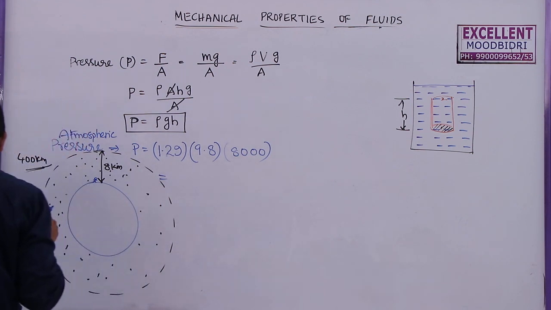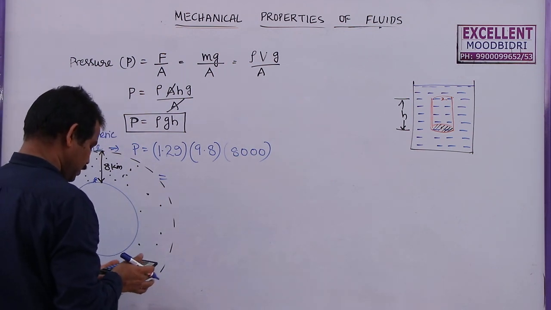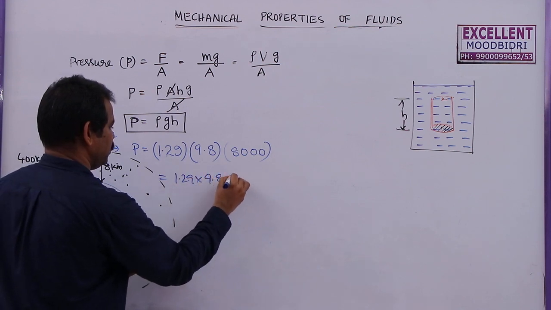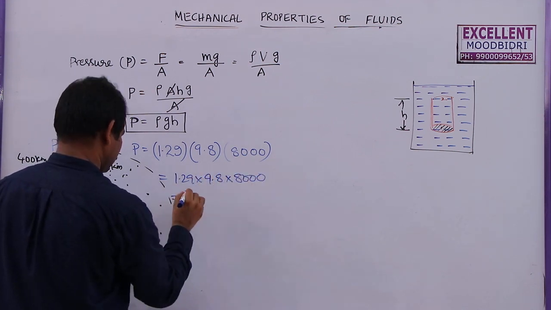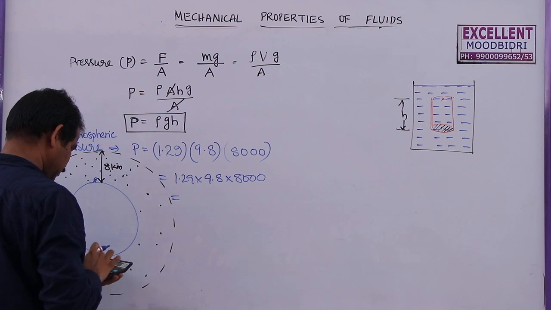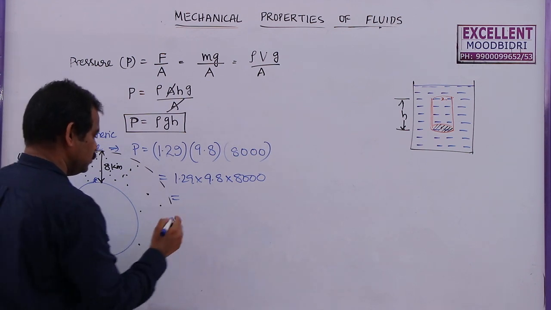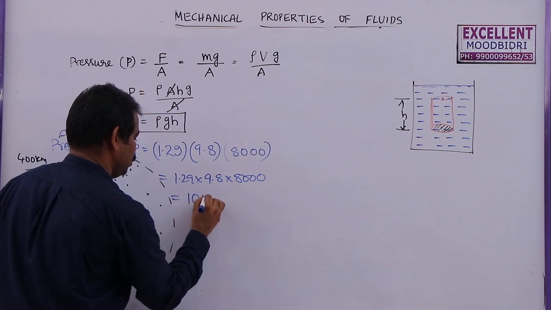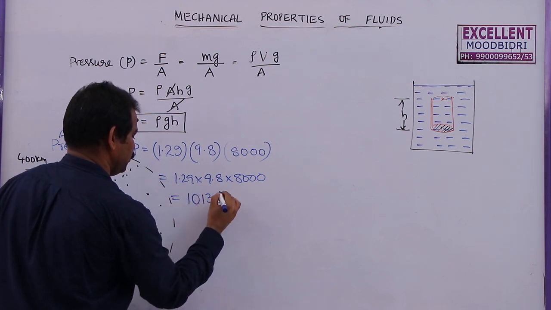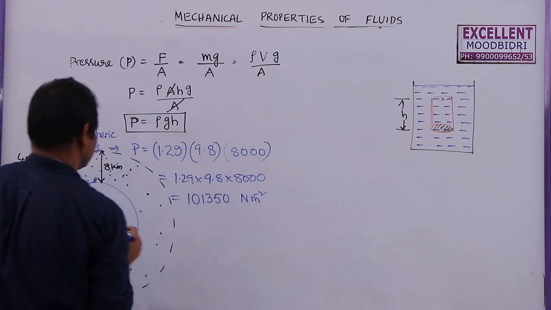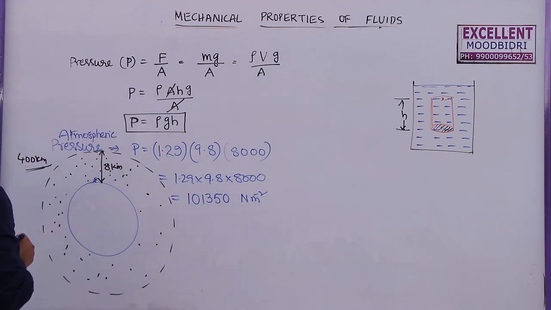Now, if you multiply these three, this will be 1.29 into 9.8 into 8,000. So this is around 10135 Newton per meter square. This is how you can find the atmospheric pressure.